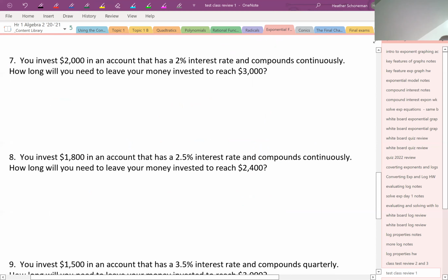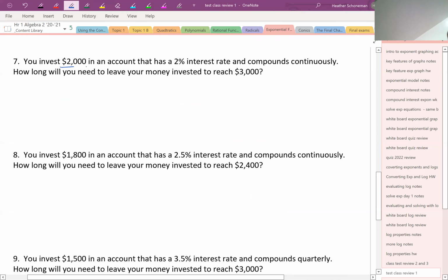So it says we invest $2,000. Well, that's what we invest, that has to be our P. And an account that has a 2% interest rate. Well, that's obviously my rate, but I need it as a decimal, so it's going to be 0.02. It compounds continuously. That means I need to use my E equation. How long, that's time, will you have to leave your money invested to reach $3,000? So that is our A, our final value.